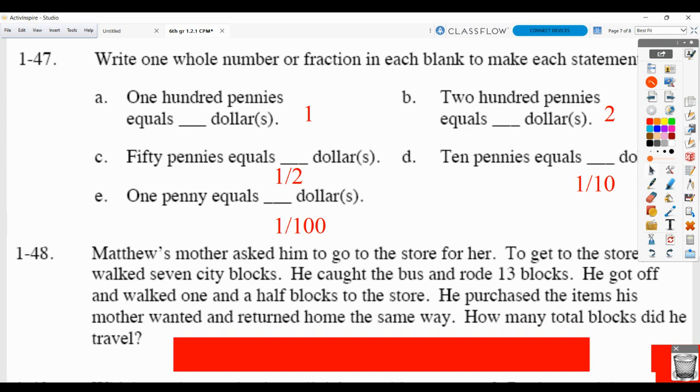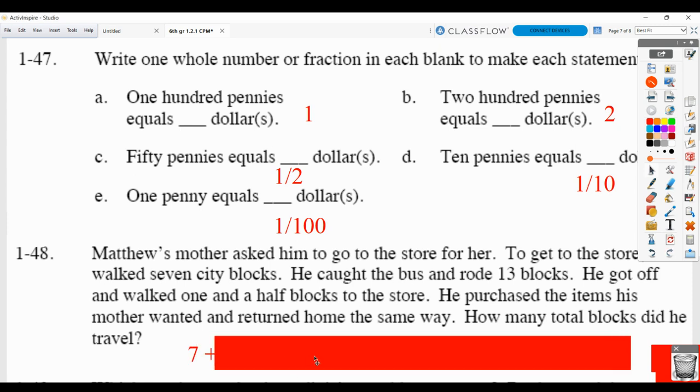And then Matthew's mother asked him to go to the store for her. To get to the store, he walked 7 city blocks. He caught the bus and rode 13 blocks. He got off and walked 1.5 blocks to the store. He purchased the items his mom wanted and returned home the same way. How many total blocks did he travel?